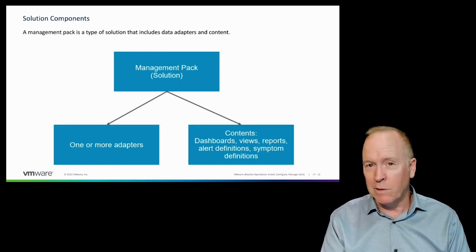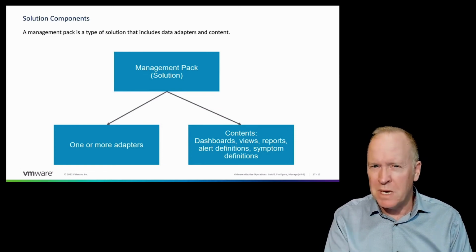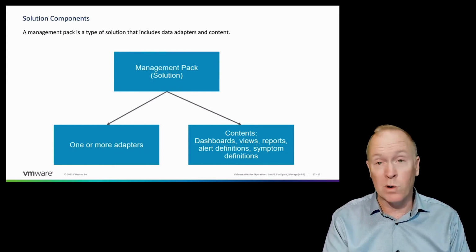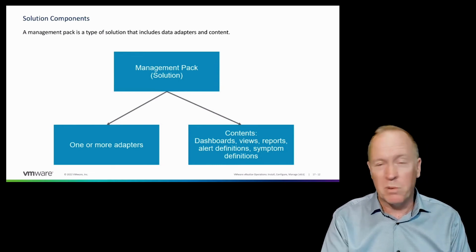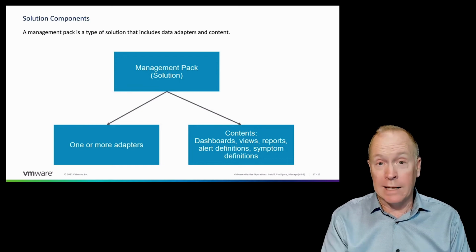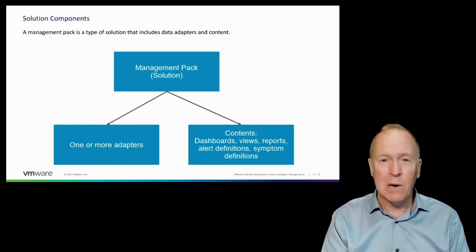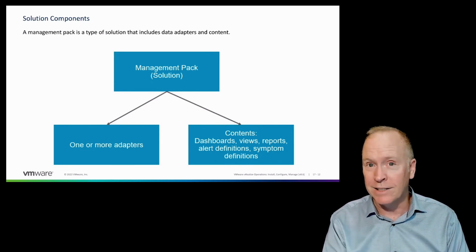But raw data alone, while interesting, isn't particularly useful. We want the information to be useful. So each management pack will additionally include various types of content, such as dashboards, reports, alerts, symptoms, policies, and so forth, to provide you the ability to make that raw data more actionable. Again, instead of just displaying a bunch of raw data and forcing you to analyze that data, we have all these different types of content to help you make sense of what that data is telling you.